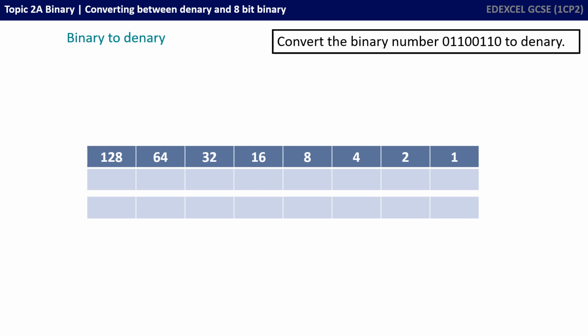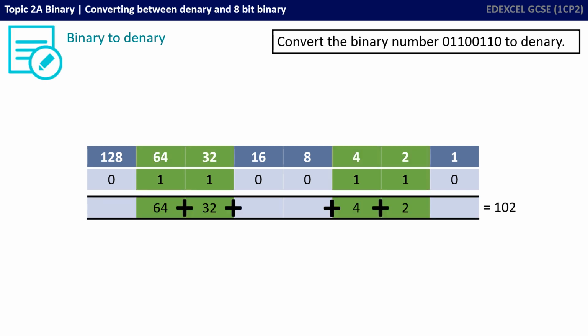To convert from binary to Denary, again use a number line and simply add up the values of the columns that have a 1 in. So first we write out our binary number, in this case 0, 1, 1, 0, 0, 1, 1, 0. And now all we need to do is add together the columns that have 1s in.